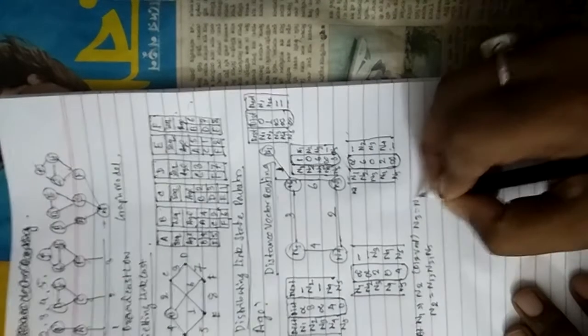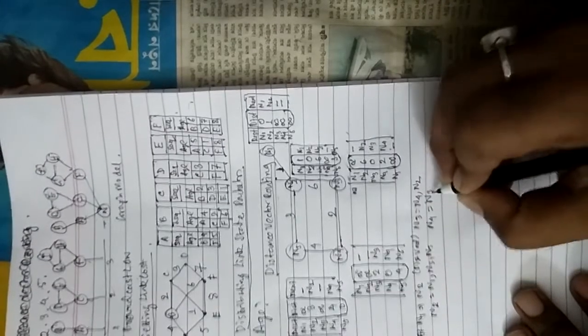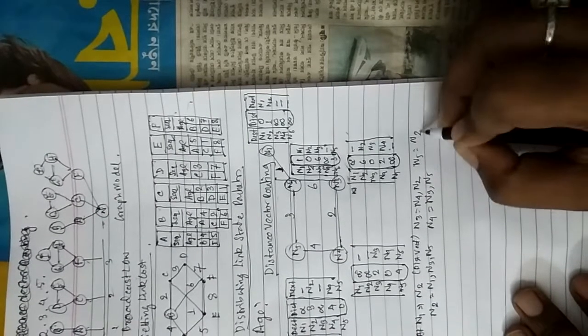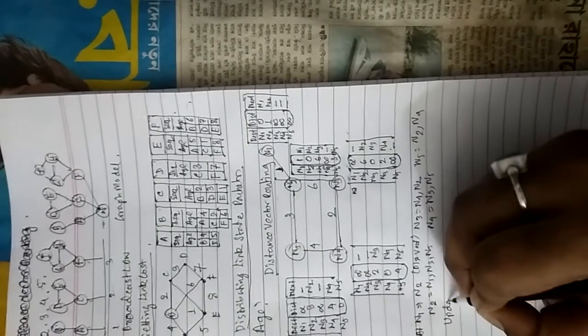N3 will get information of N4 and N2, N4 will get information of N3 and N5, and N5 will get information of N2 and N4. Just they are adjacent, nothing more. Now the next part we will come to, that is update.